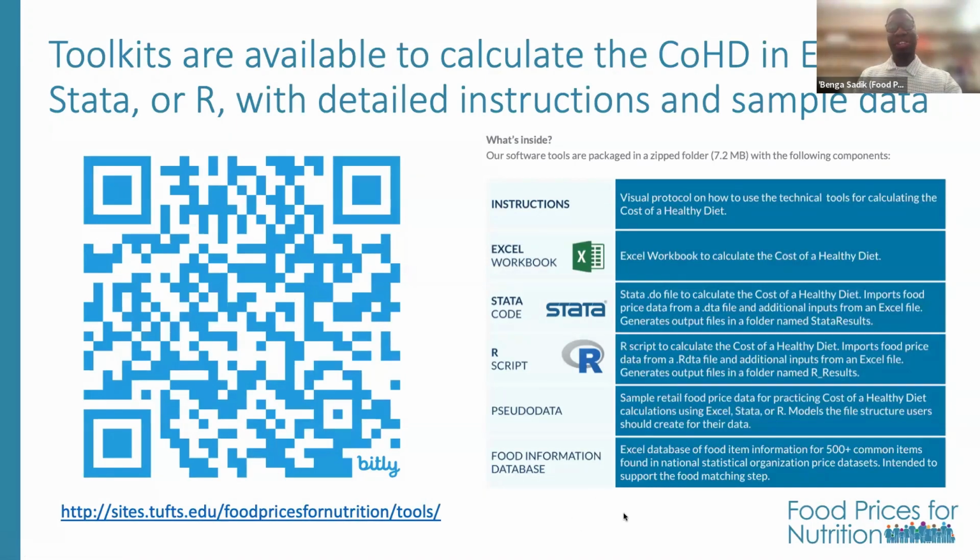And like I said earlier, it contains the food item information database, which has the edible portion and calorie content for more than 500 common food items that are usually contained in different price data sets. It also has instructions. It has video instructions. It has manual instructions for you. And you can always reach out to us if you have any questions when you want to use this to calculate cost of healthy diets.